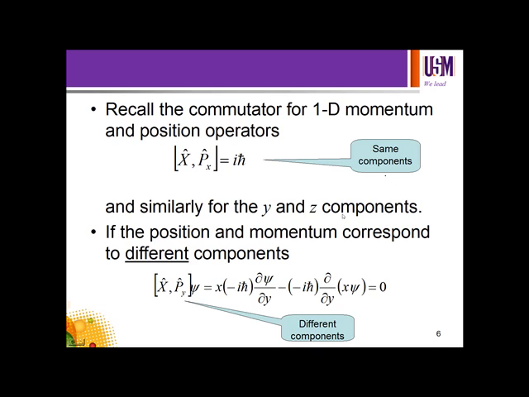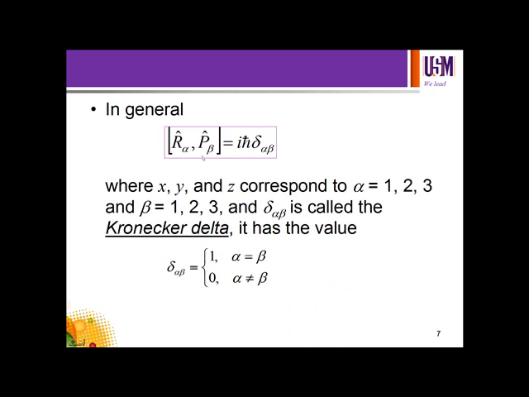So these two properties you should memorize. If the position operators and the momentum operators refer to the same axis, the commutator should be i h bar. But if they are from different components, the commutator should be 0. In general, we can represent it with this equation: the commutator of position alpha and momentum beta equals i h bar delta alpha beta, where x, y, and z correspond to alpha equal to 1, 2, 3, and beta equal to 1, 2, 3.